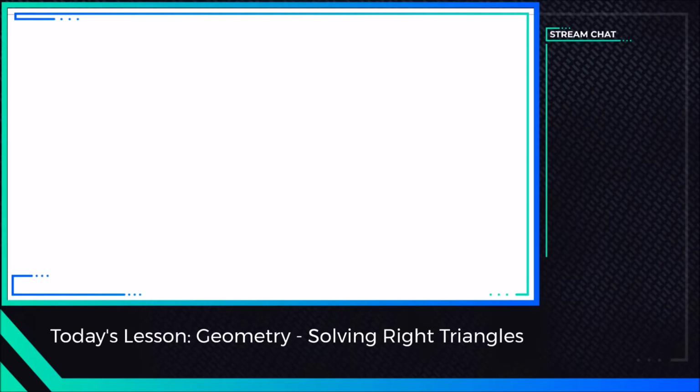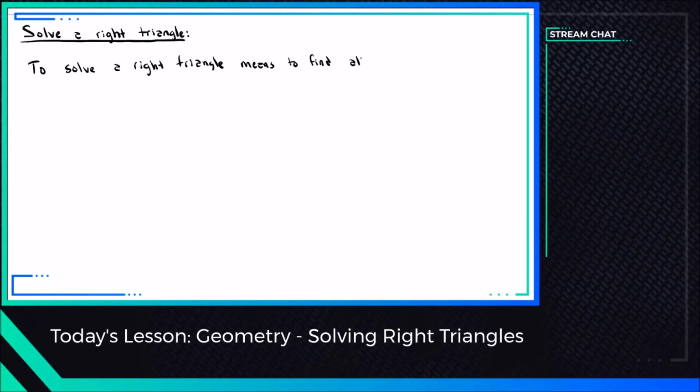All right, so now we're going to build up to what we've been doing this for. This is to solve a right triangle. All right, to solve a right triangle means to find all unknown side lengths and measurements.